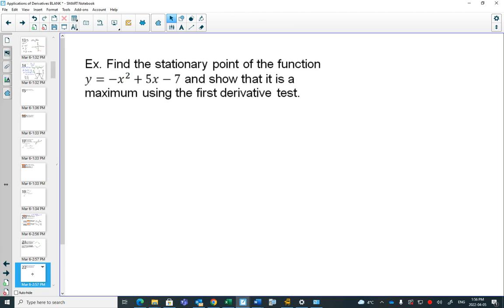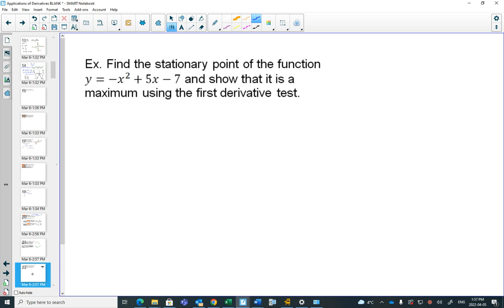So we have a parabola. The parabola is opening down. So based on previous knowledge that we have, you would already know that the vertex is a maximum. This question is asking us to find that maximum point and to prove that it's a maximum using the first derivative test.